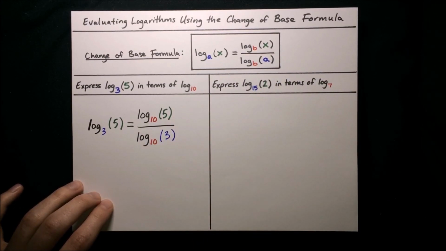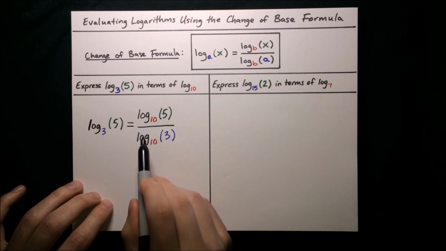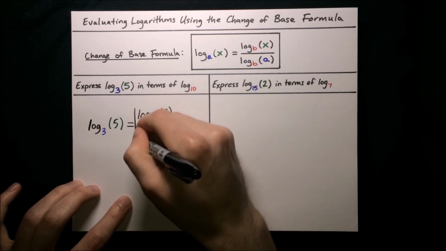So there we have it. Log base 3 of 5 can also be expressed as log base 10 of 5 divided by log base 10 of 3. There we go.